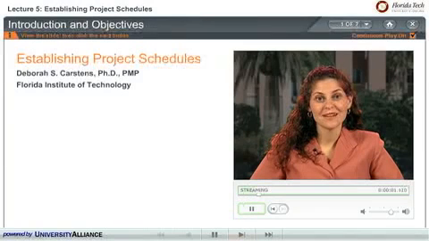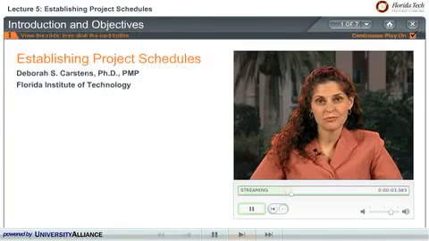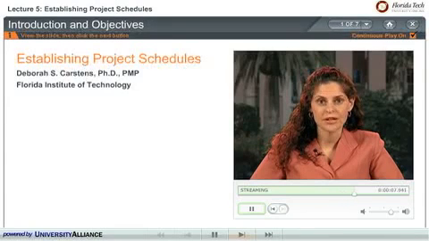I'm Deborah Karstens. Today we will be discussing establishing project schedules. Our objectives are to discuss the purpose of network diagrams and to create an activity on the arrow diagram.